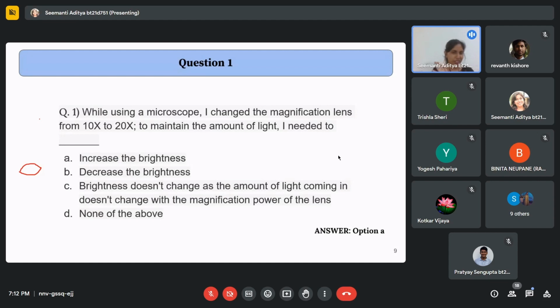Yeah, I'm not very much into the physics of the lens part, but I don't know, focal length, aperture. I am not very well versed with it.